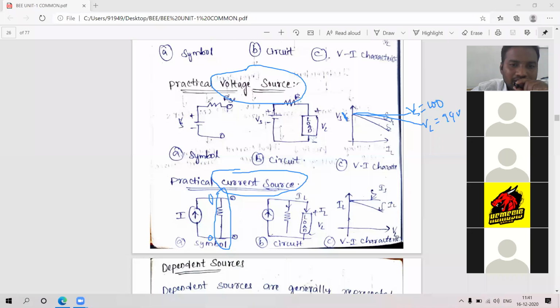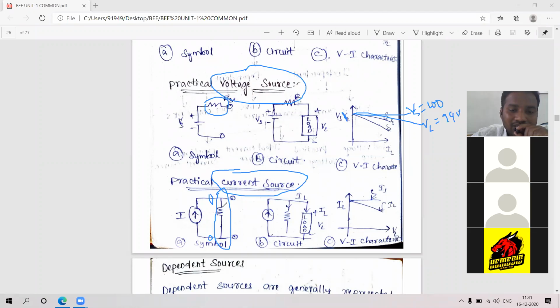For the voltage source I got the resistor in series, because in series only KVL divides, whereas for the practical current source, it divides in parallel. One resistor I have taken here. This is the RSH, R suffix sh, that is shunt resistance. Previously for the voltage source, it was R suffix se, series resistance. This is shunt resistance.